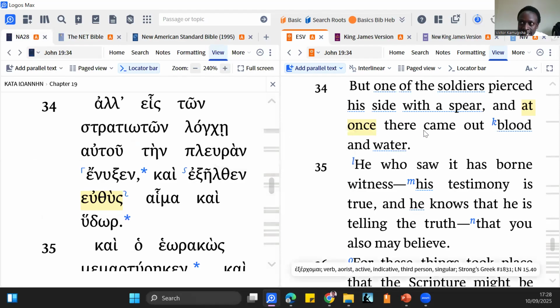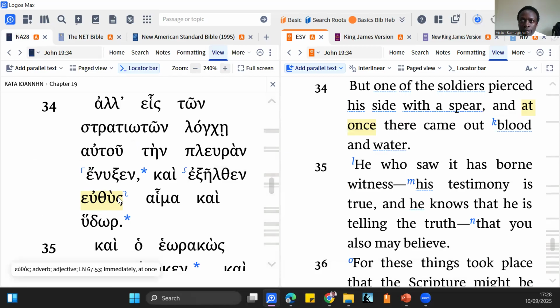The ESV says at once there came out blood and water. So that word on the right, you see here in yellow, it is epsilon and the upsilon that forms a diphthong, the circular field. So this becomes euphus. Okay, euphus. So you can see diphthongs.